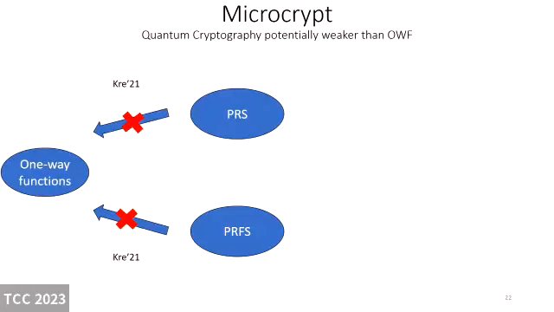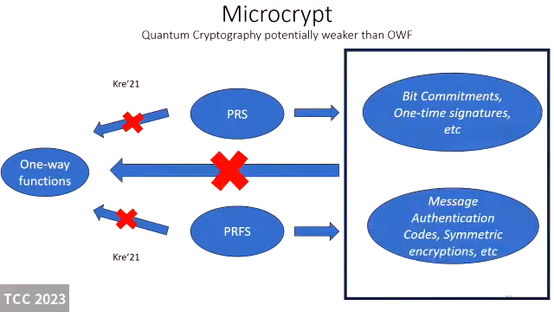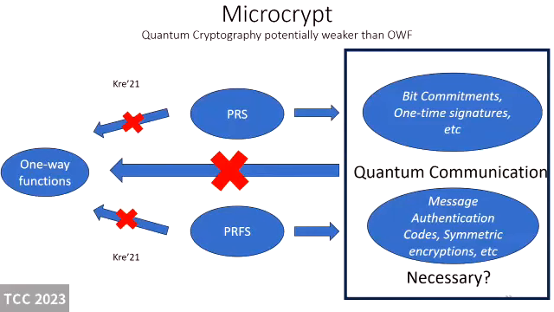It's interesting because, as we saw earlier, there is this separation result between PRS and PRFS from one-way functions. So it also says all these applications are also separated from one-way functions. But remember, these applications are with quantum communication. So the question is, can we have a similar separation with classical communication as well? And do we have such a thing?